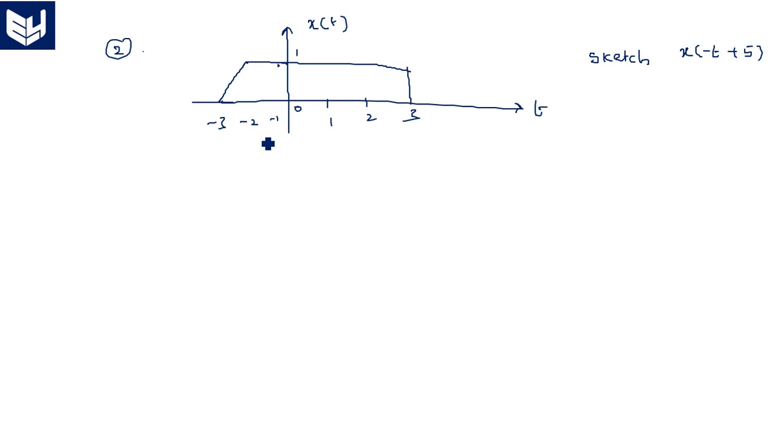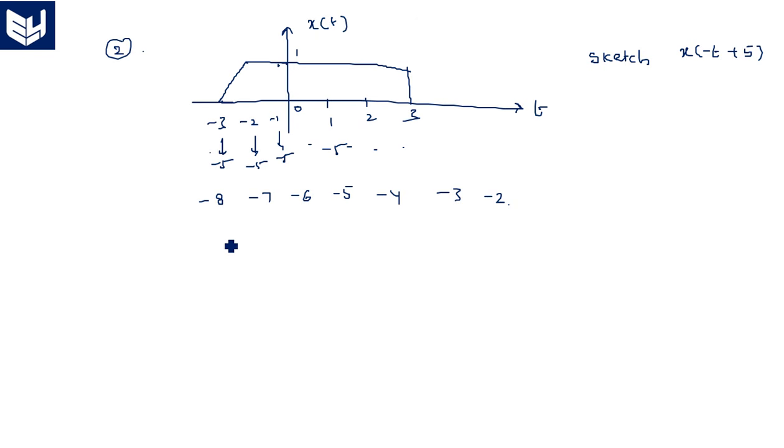plus 5 on all these. So plus 5 means minus 5. Here we need to add minus 5, here minus 5, here minus 5. So everywhere add minus 5. So what are the new limits now? Minus 5 means minus 8, this is minus 7, minus 6, minus 5, and then plus 5, add minus 5. So this is minus 4, minus 3, and minus 2.